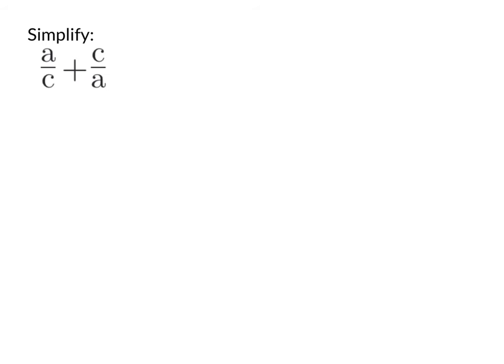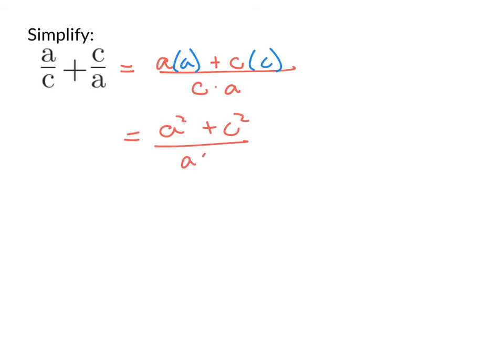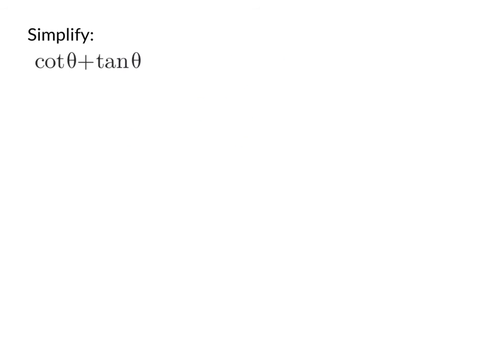Algebraically, if we were going to simplify a over c plus c over a, again, this is two fractions, so we would get a common denominator having factors of c and a. So this a would get multiplied by another a, and the c, that's the numerator of the second fraction, will get multiplied by another c. Now when we multiply this all out, we have a squared plus c squared over ac, and we're done.